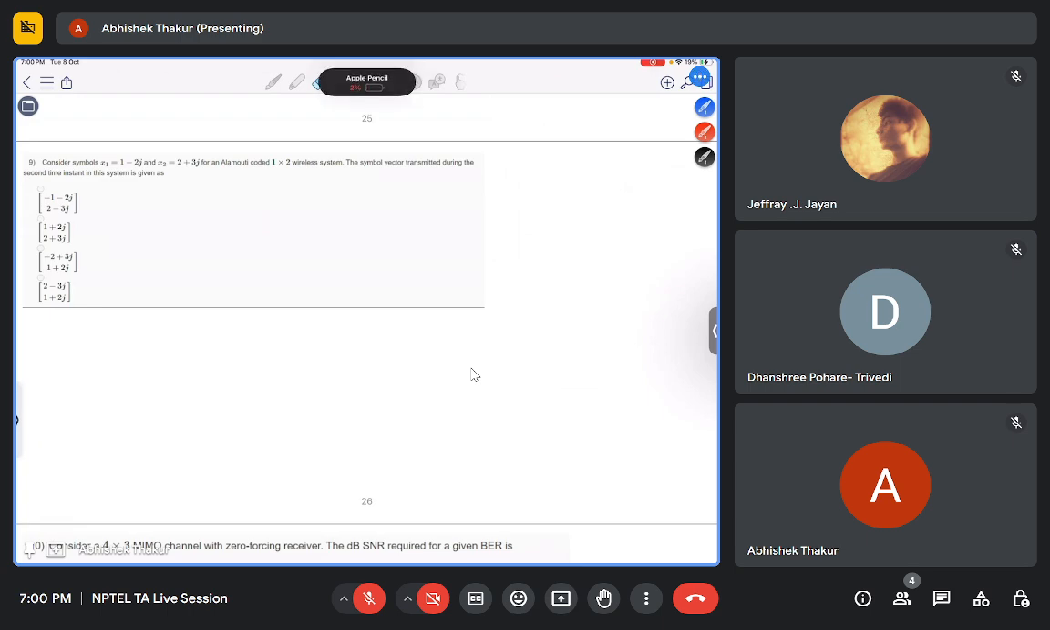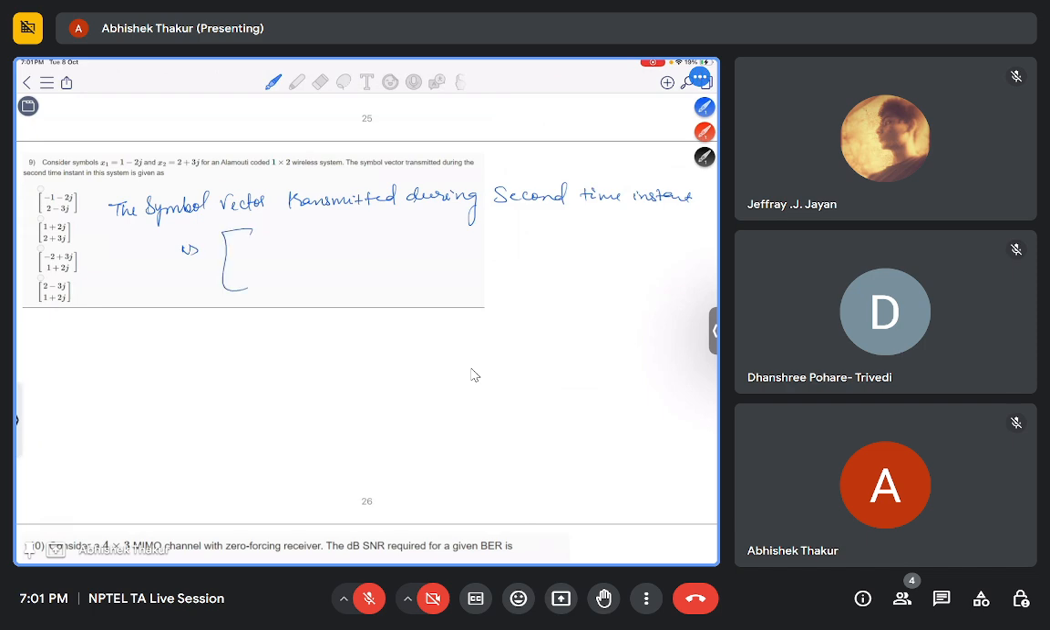So what will be the value? The symbol vector transmitted during the second time instant is minus x2 conjugate and x1 conjugate. So this will become minus 2 minus 3j, and x1 conjugate is 1 plus 2j. Which option is correct? Minus of x2 conjugate: x2 conjugate will be 2 minus 3j, so minus of this will be minus 2 plus 3j. So option C is the correct answer for this question.